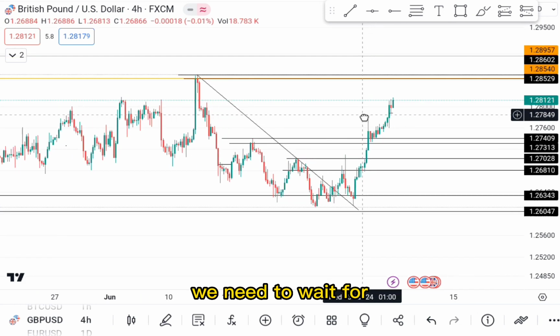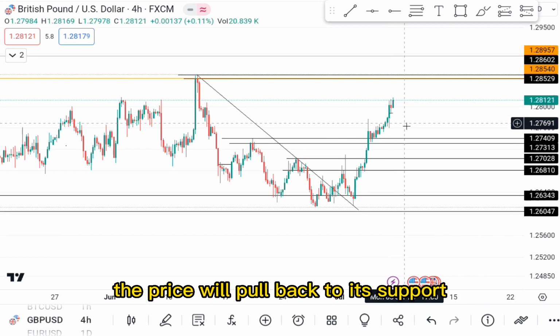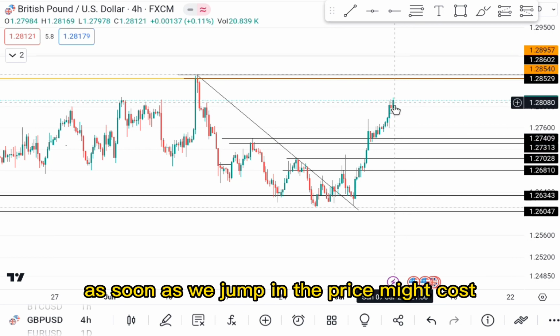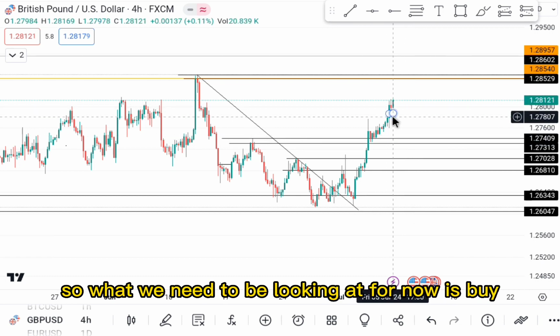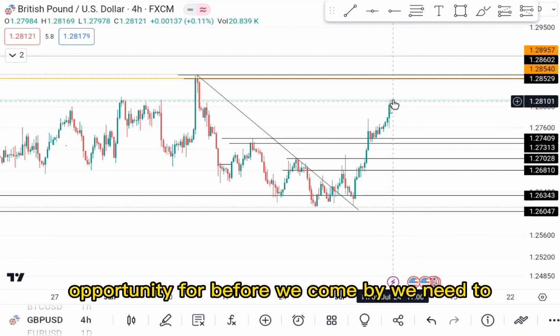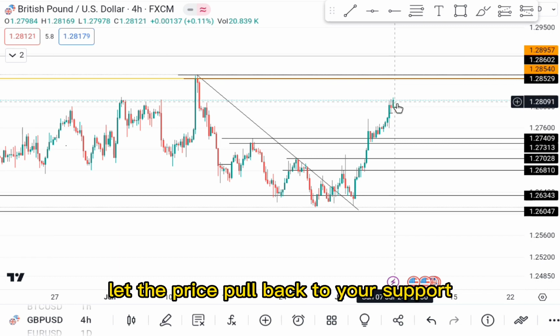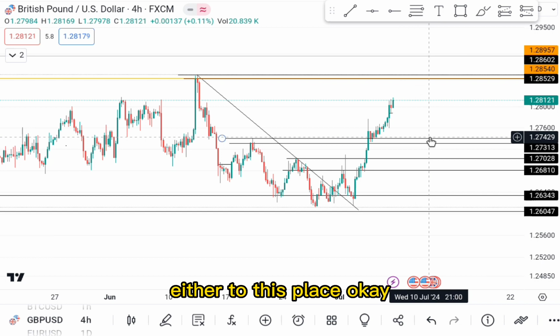We need to wait for the price to pull back to a support, because we can't just jump into buy here. If you jump into buy here, as soon as you jump in, the price might reverse. So what we need to be looking out for now is a buy opportunity. But before we can buy, we need to let the price pull back to a support, either to this place.